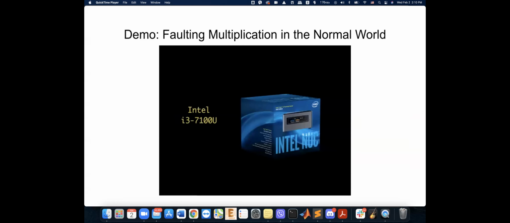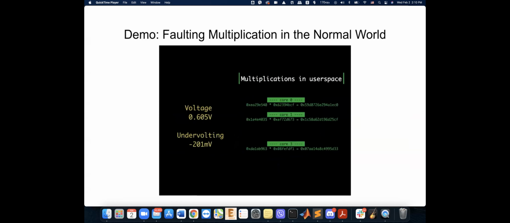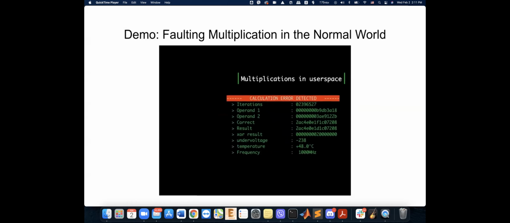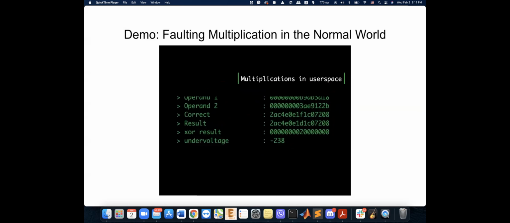Most people assume that CPUs will return correct results, but this is only true if you run within specifications. We were able to inject faults into computations using software undervolting features on Intel processors. This is the same interface that gamers use for overclocking their computers. Watch as we slowly drop the voltage whilst running random multiplications. At an undervoltage value of 230 millivolts, we get an incorrect calculation. Investigating further, we see that a single bit was flipped in this wrong result.